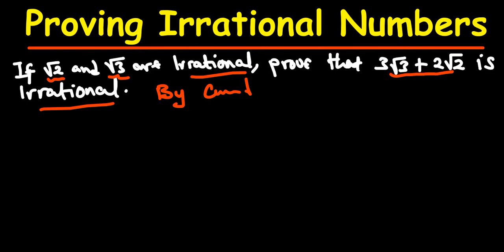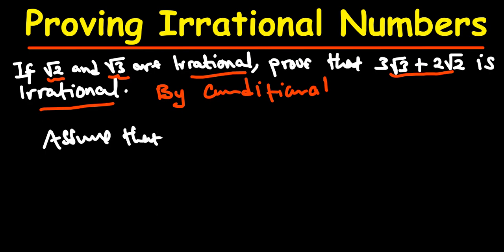In this contradiction method, we are going to assume the opposite of what we want to prove, and then that will help us come up with our proof. So we are going to assume that 3 root 3 plus 2 root 2 is irrational.